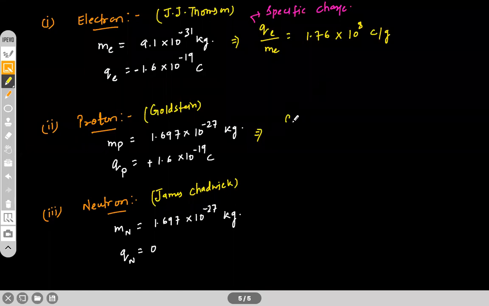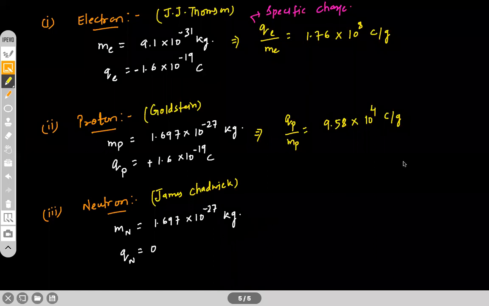The charge by mass ratio of proton is 9.58 × 10^4 coulomb per gram. Obviously, the mass of proton is more, charge is same. So, charge by mass ratio of proton is lesser than that of electron. And for the neutron, this charge by mass ratio is zero, we do not find it out.